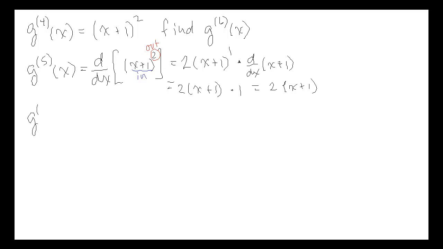So then the sixth derivative would be the derivative of our fifth derivative, which would be, let's see, constant multiple, the 2 comes along for the ride, right? We'll just rewrite the constant multiple, and then times the derivative of x plus 1, which is just 1. So our sixth derivative is 2.